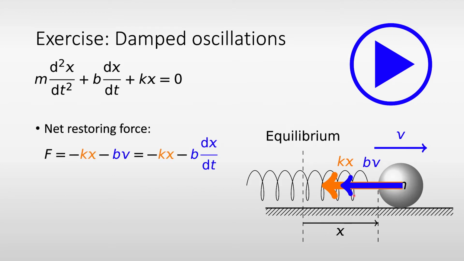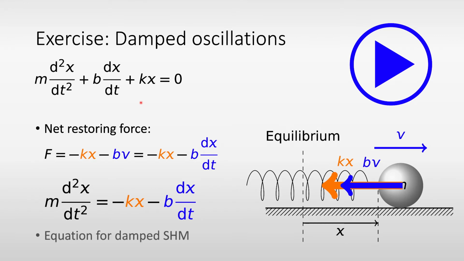So the net restoring force F is the sum of these two forces, which we can write in the form of a differential equation: minus kx minus b dx/dt. We then use Newton's second law to put this together. We say the mass times the acceleration is equal to the restoring force. And if we quickly rearrange that, we end up with the same equation at the top, the same form of the differential equation. This is the equation for damped simple harmonic motion. It describes how the damping behaves, where the damping is proportional to the velocity.